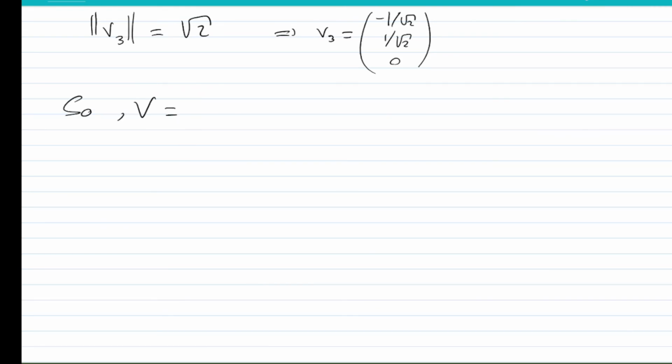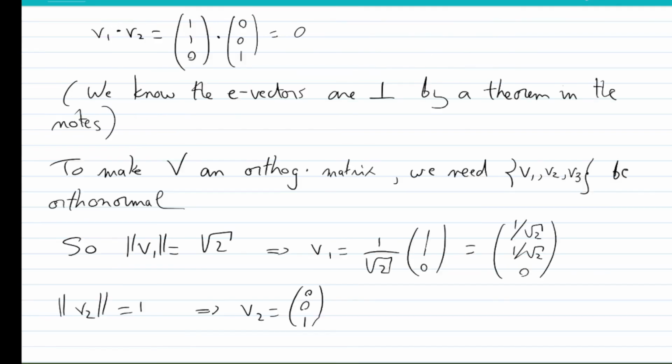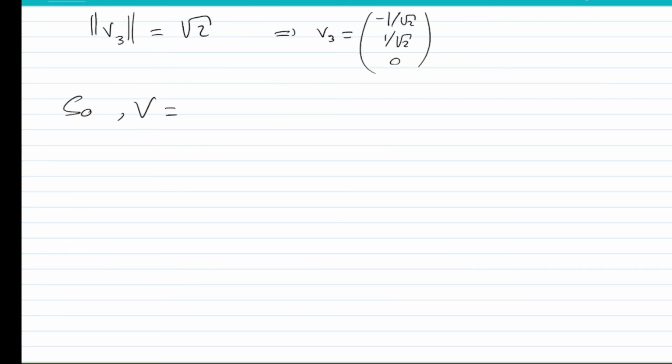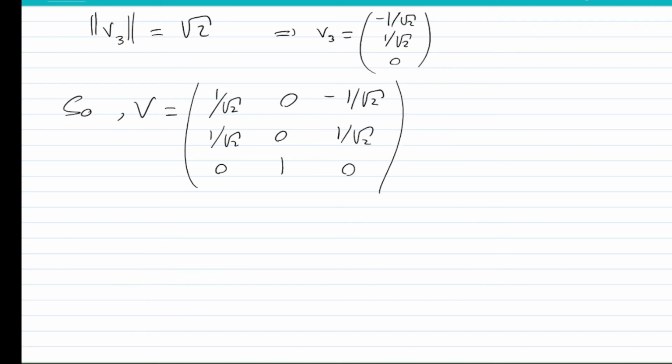so V is equal to these vectors, the matrix where we take these vectors as columns. So 1 over square root 2, 1 over square root 2, 0; 0, 0, 1; and minus 1 over square root 2, 1 over square root 2, 0. So that's my V.